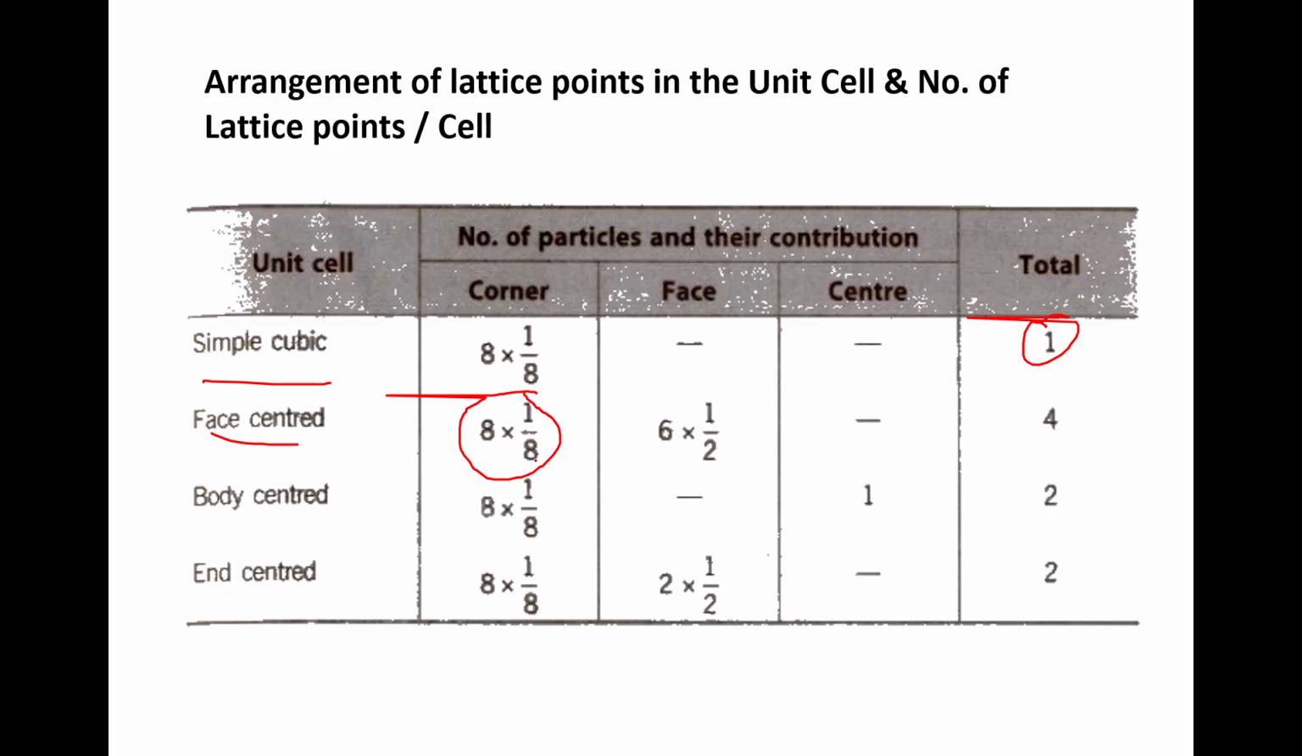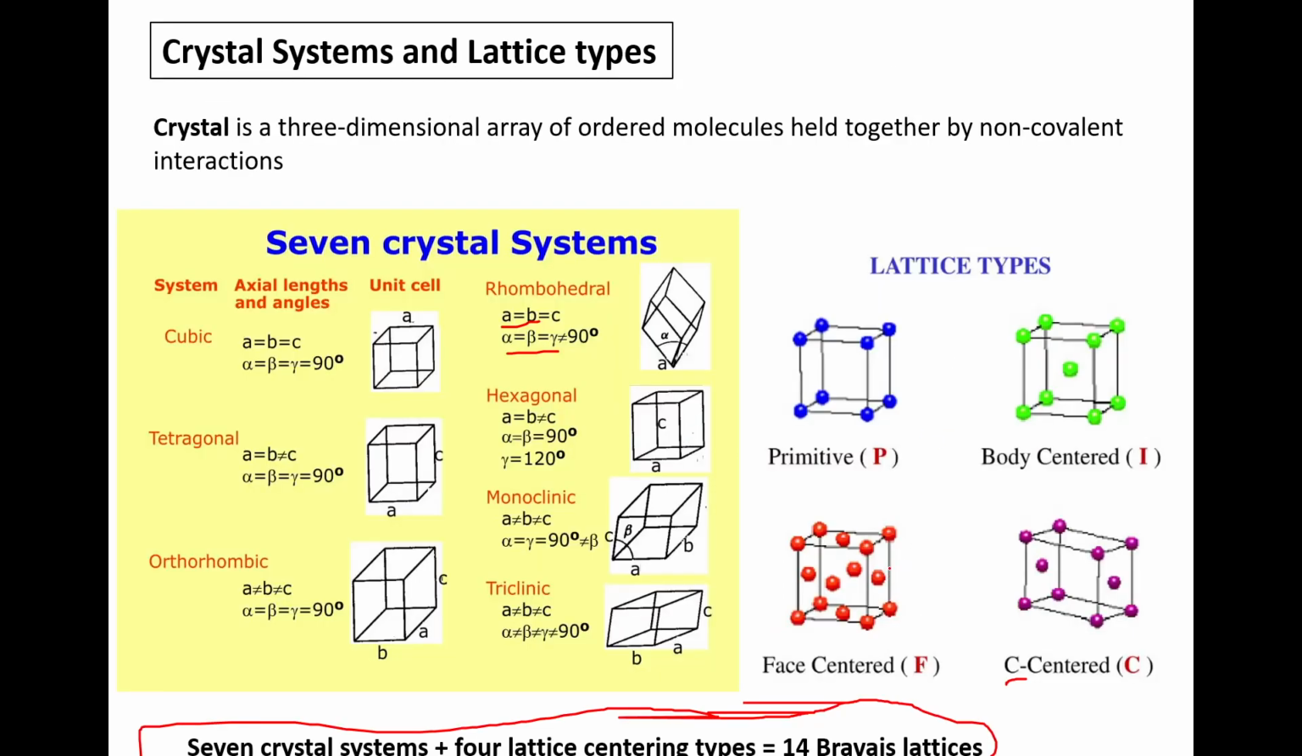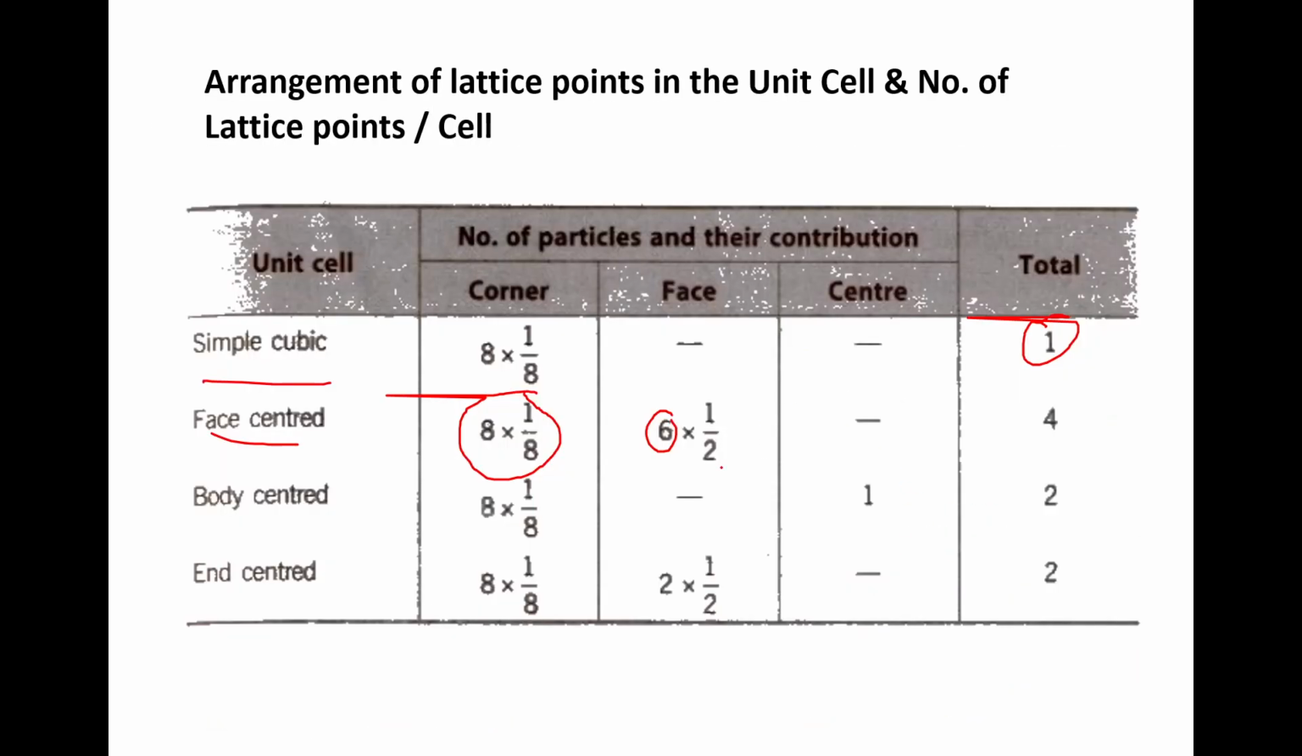If it is face centered, then you have 8 atoms in the corner, so 8 multiplied by 1 by 8. But again there are 6 atoms in the faces. If you imagine this is your face center, there is another lattice present here. This atom contributes half to this lattice and half to the other lattice. That's why its contribution is half. So 6 multiplied by half is 3. 3 plus 1 is 4. So the total contribution is 4.